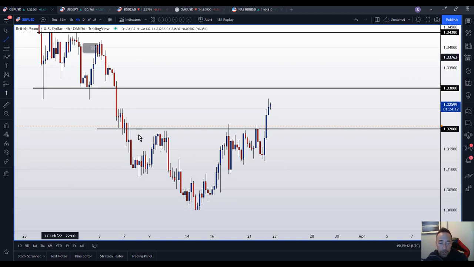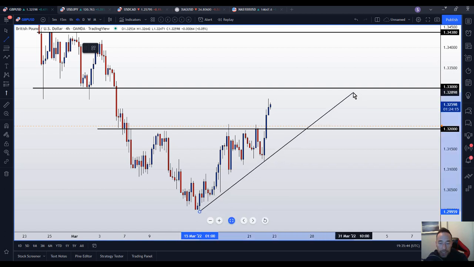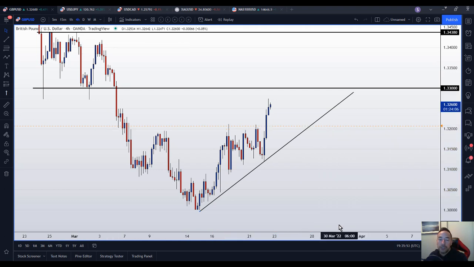Just noticed actually there's a trend line here as well, so we could see price come in and test the trend line. But I do like this 132 zone, I must admit. So if price comes back into there and we see a rejection, morning star, or a bullish setup, then we'll be looking to get involved with that, looking to trade it up to 133.